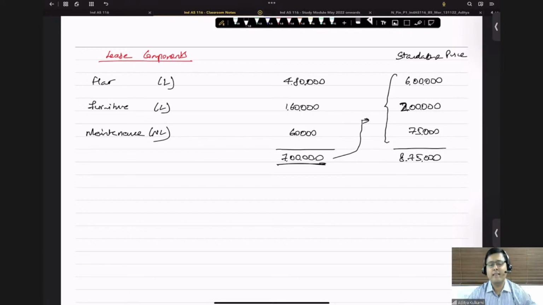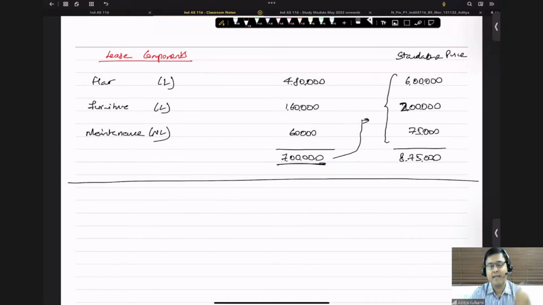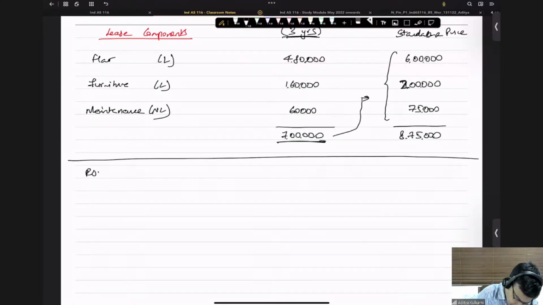Okay, so how will this accounting happen? Assuming that this contract is for 3 years. 7 lakhs per annum is the lease rent. I will be having an ROU asset and lease liability for the flat.